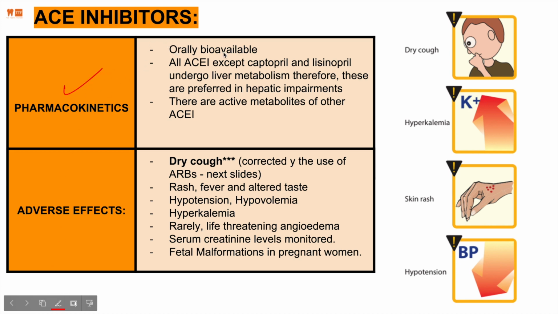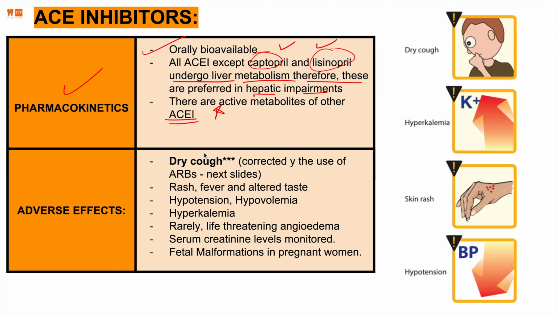Pharmacokinetics. Orally bioavailable. All ACE inhibitors except captopril and lisinopril undergo liver metabolism, and therefore these two are preferred in hepatic impairment. So if there's a person with hepatic impairment and hypertension, then use captopril or lisinopril, because they don't go through liver metabolism. There are active metabolites of other ACE inhibitors as well, so it's pretty potent.